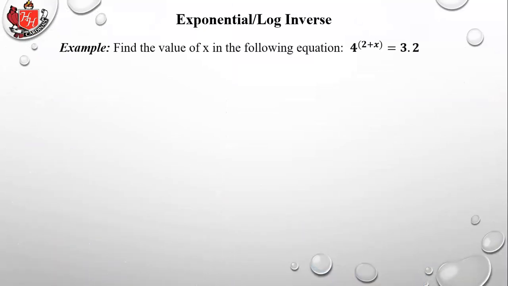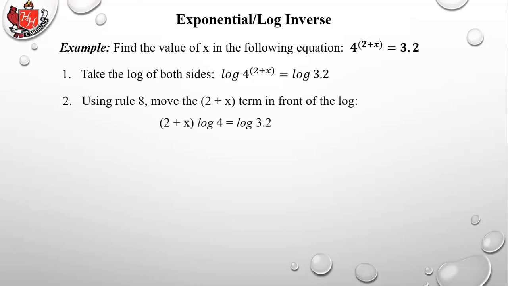So let's take some examples. Find the value of x in the following equation. 4 raised to the 2 plus x equals 3.2. So you're asked to find the value of x, but it's up in an exponent. So how do you deal with that? So take the log of both sides. So log of 4 raised to the 2 plus x equals log of 3.2. In math, you can do anything to one side as long as you do the same thing to the other side. It's like a scale, you have to keep it in balance. So you take the log of both sides.